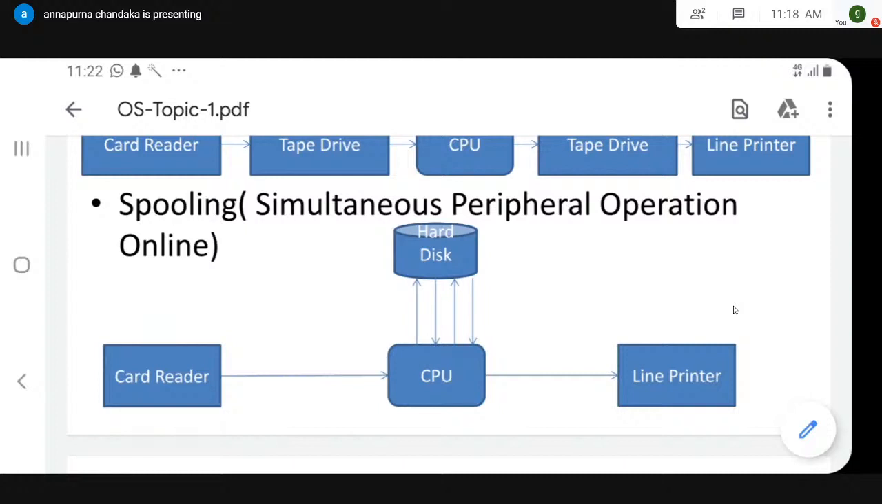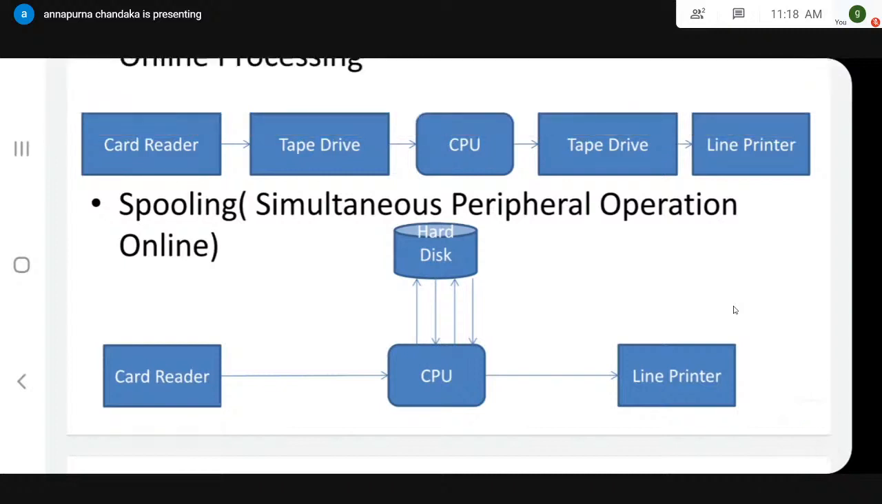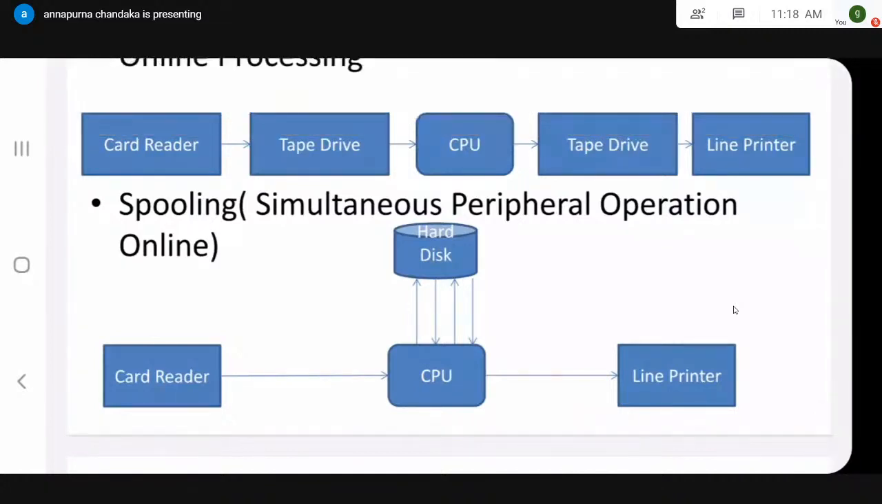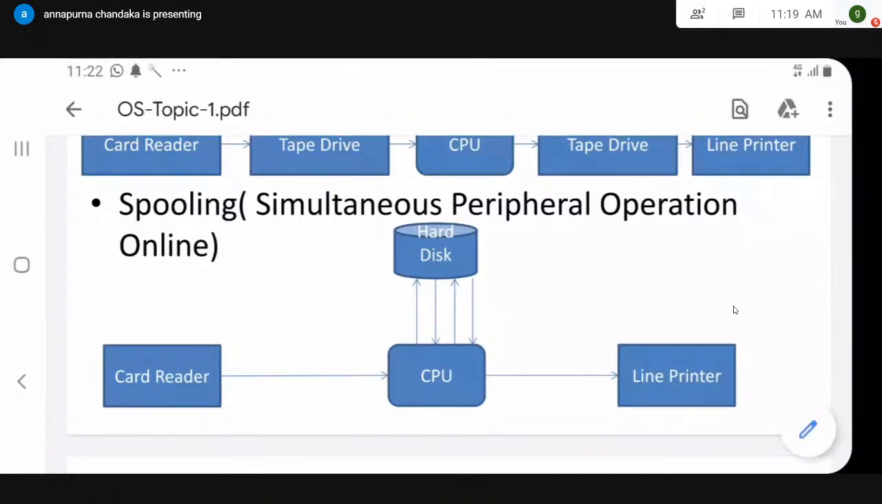So the hard disk has two kinds of additional features. Number one, random access nature. Number two, simultaneous peripheral operations, which allow you multiple operations at the same time. And the third very important property of the hard disk is that the hard disk is faster than the tape drive.